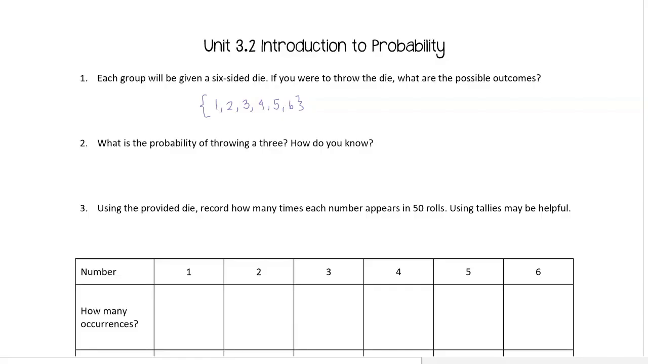What is the probability of throwing a 3? Well, there's only one 3 out of 6 sides, so that will be 1/6. One side has a 3 out of 6 total sides.